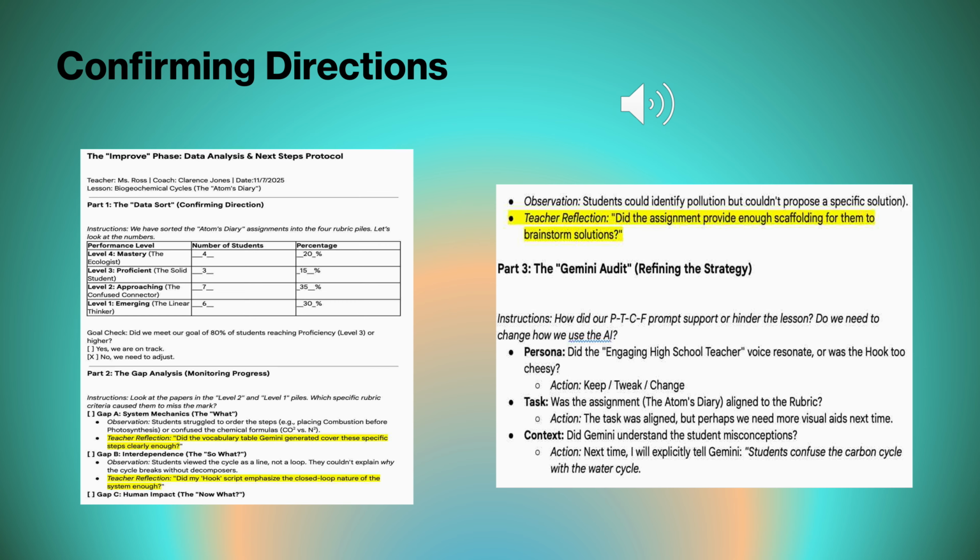I see that you put a reflection. You said, did the vocabulary table Gemini generated cover these specific thoughts clear enough? And you said that you felt like they did not cover it.